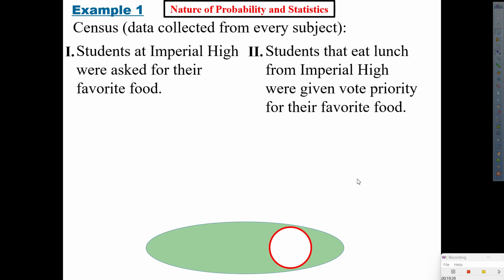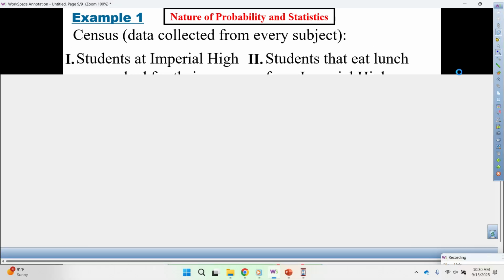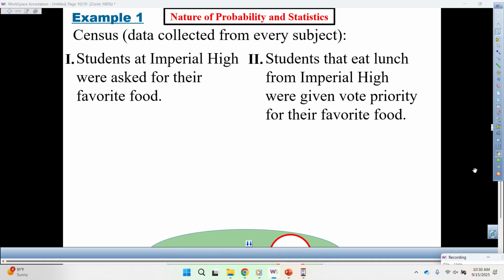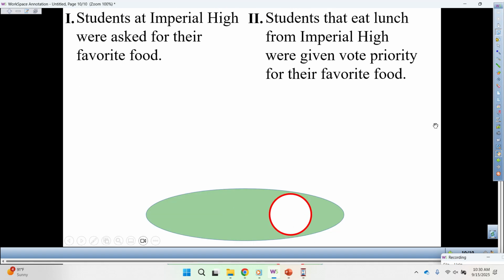Pretty good, pretty good. Let's see. Go back here. Go with number 1. What should we qualify number 1 to be? Let's go with Luis Velasquez. What do you think? What is number 1? Population or sample? He said population. Let's see. Students at Imperial High School were asked for their favorite food. What students? All students, so that means yes, that one goes right here. That is correct.